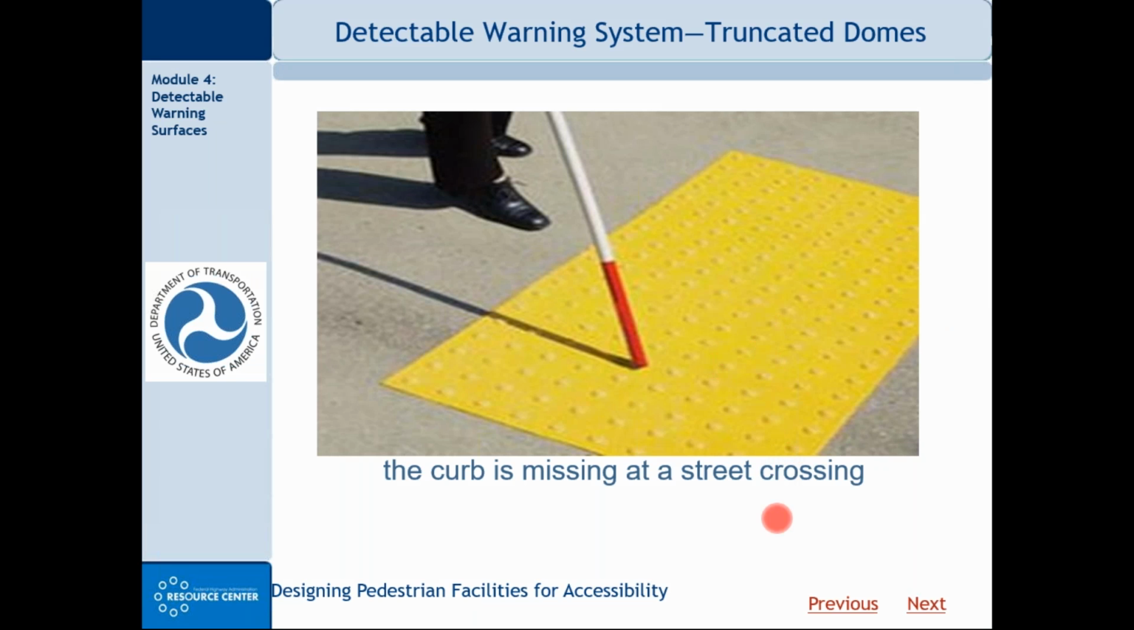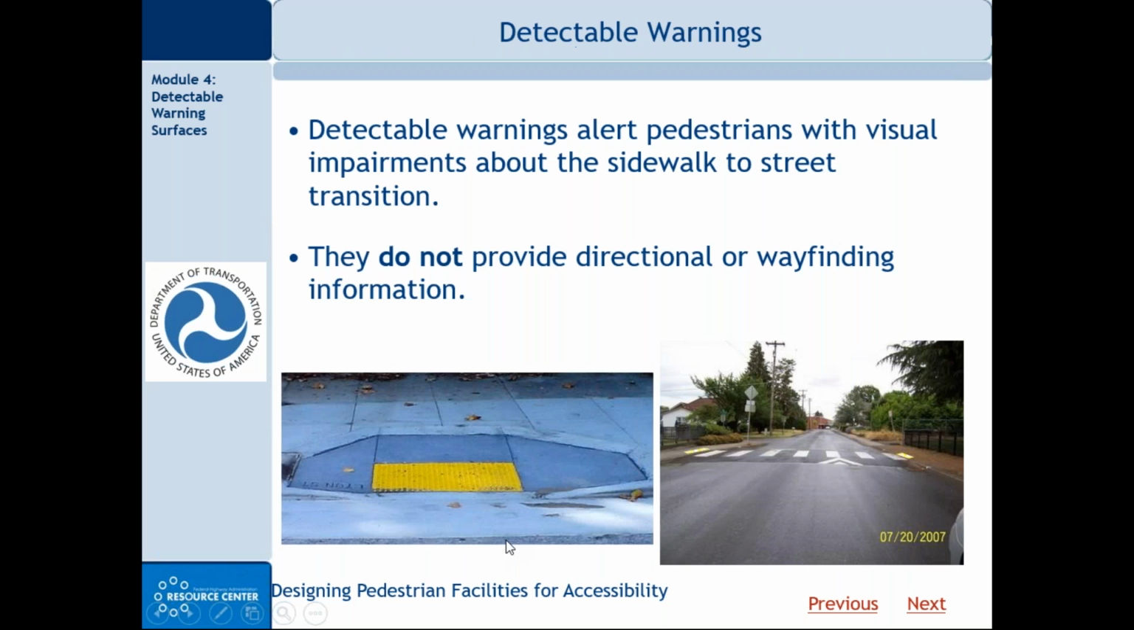So let me get my pointer here, a different pointer this time. Again, I'll repeat, these are used anywhere the curb is missing at a street crossing. I guess doing that didn't work too well. There we go. Sorry about that. Let me get my other pointer back.